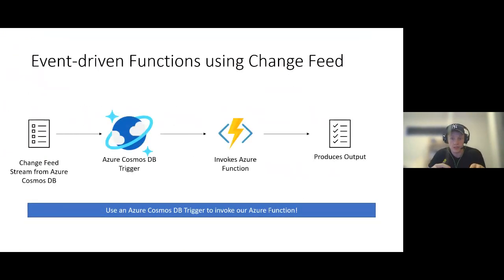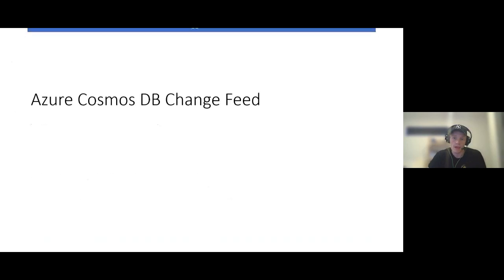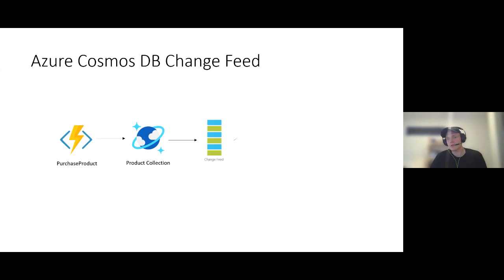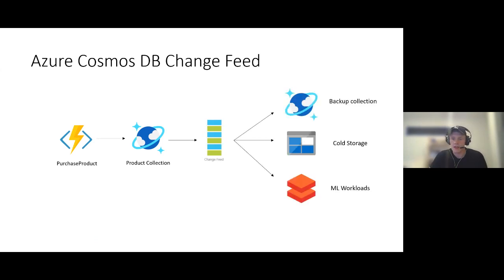And this is done by the Cosmos DB trigger. This is a really simple way of using a feature in Azure Cosmos DB called the change feed, which I'll explain in a bit. Essentially, we can set up a function with a Cosmos DB trigger to listen to our container in our Cosmos DB account. Every time a document is created or updated, our function will be invoked, and we can produce an output based on those changes. Extending this with an example, let's say we have an e-commerce site with a function called purchase product, and every time a customer creates an order, we can use the change feed to produce an output depending on what we might want to do.